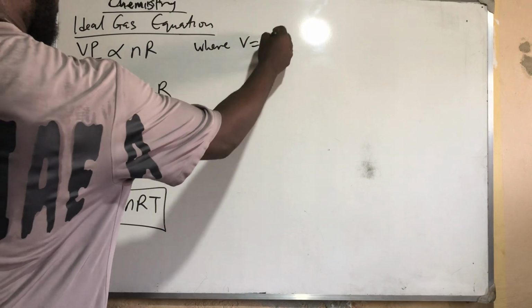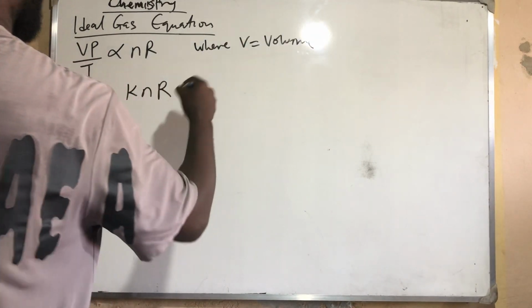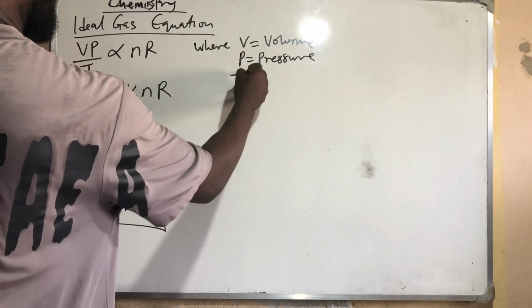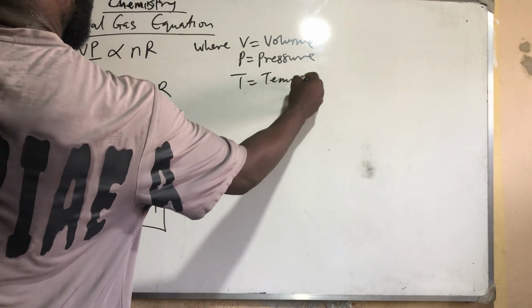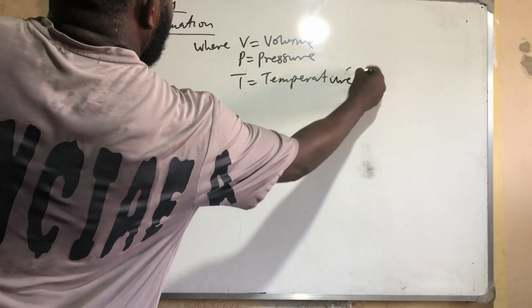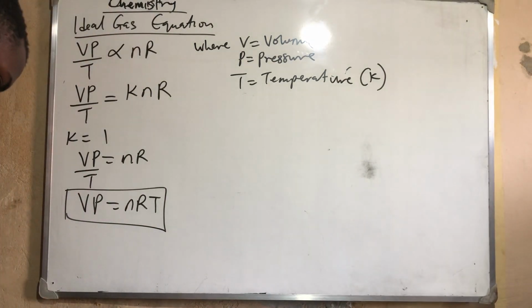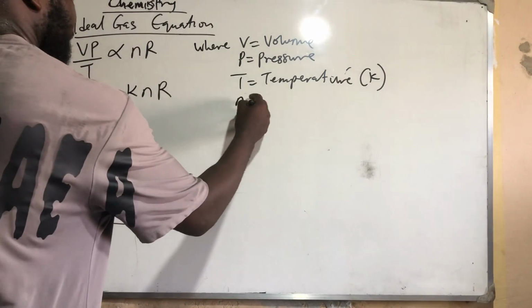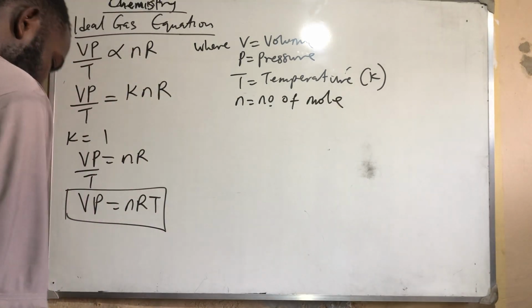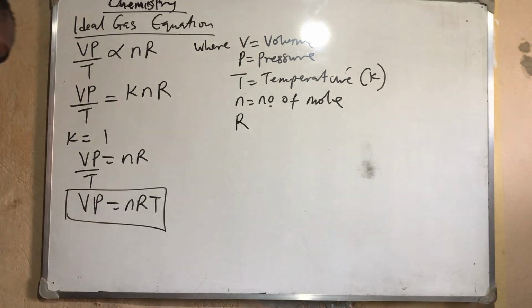my V is equal to volume, my P is equal to pressure, my T is equal to temperature in Kelvin. All right, my n, small n, is number of moles, while my R is called the molar gas constant.